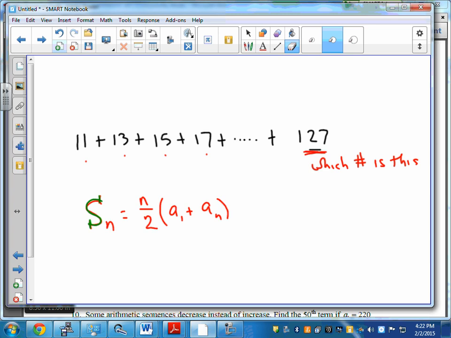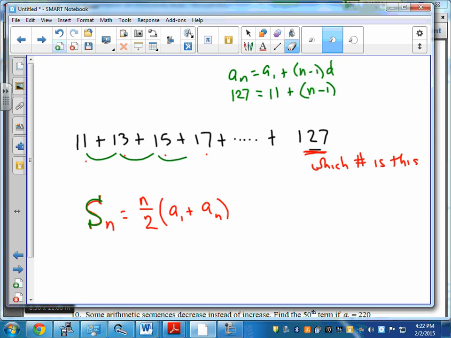We know that a sub n is a sub 1 plus n minus 1 times d. We know the last term is 127. We know the first term, that's 11. We don't know how many terms there are, but we do know the difference. Notice that the difference is 2. These go up by 2s.